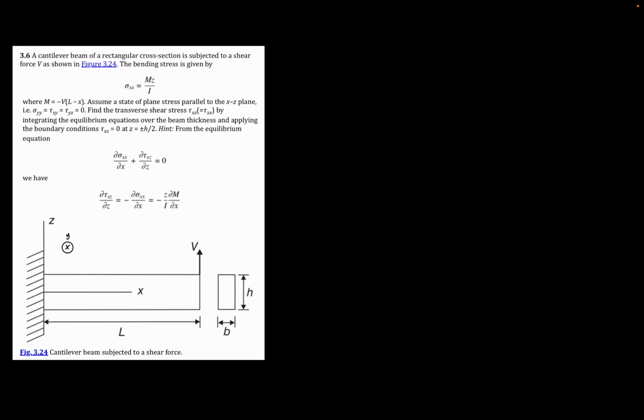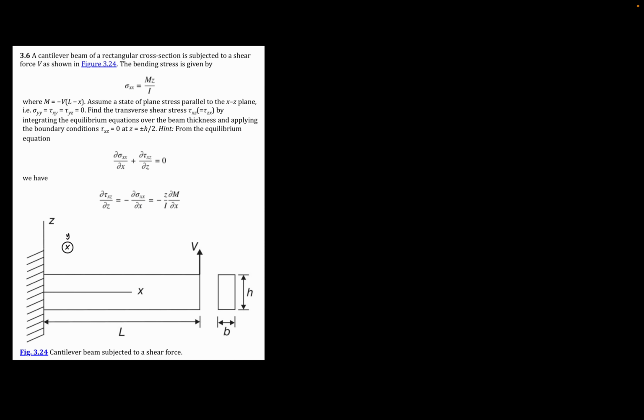Hello everyone. So we have a cantilever beam of a rectangular cross-section and it is subjected to a shear force V as shown in the figure below here. Now we're given that the bending stress is given by sigma x, which is equal to M times z divided by I, where I is the moment of inertia. Now we're also given that M is equal to negative V times (L minus x), and we're told to assume a state of plane stress parallel to the xz plane.